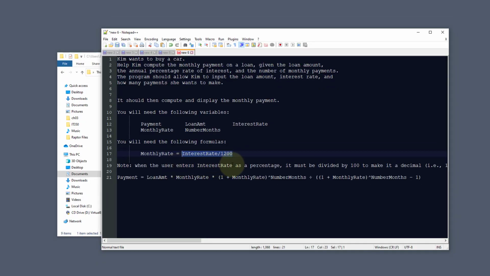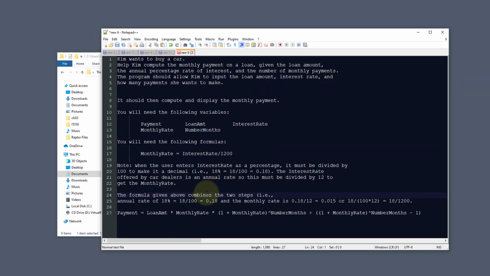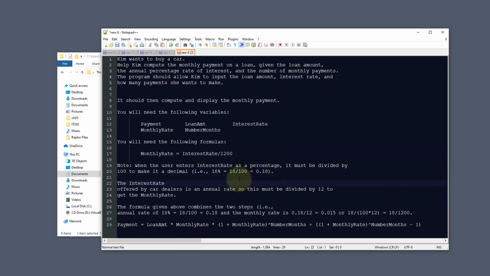And when the user enters the interest rate as a percentage, it must be divided by 100 to make it a decimal. And the formula given above combines the two steps. So we're combining these two steps up here, the interest rate and percentage. So the formula given above combines the two steps.